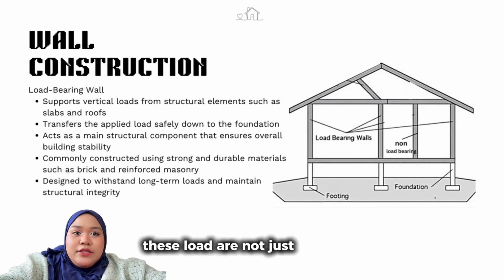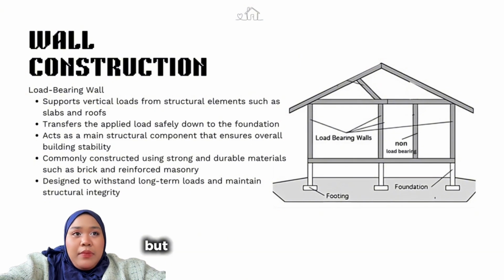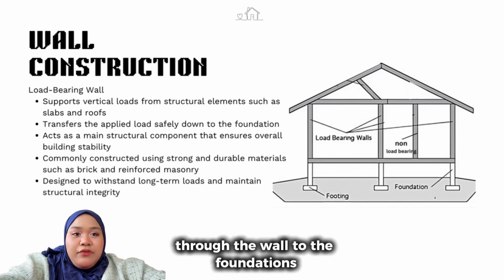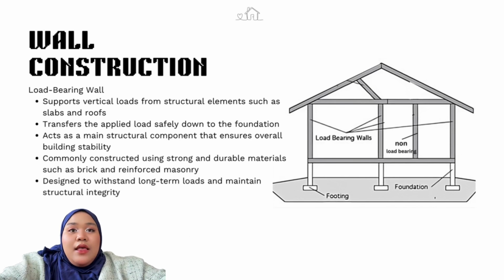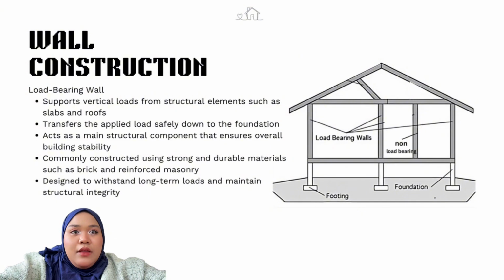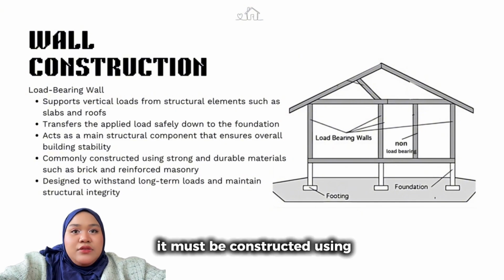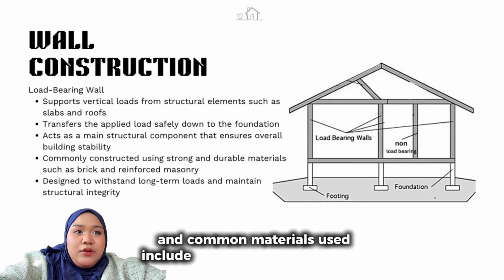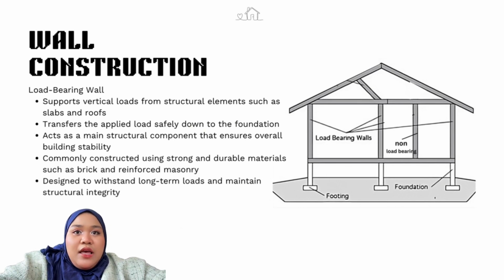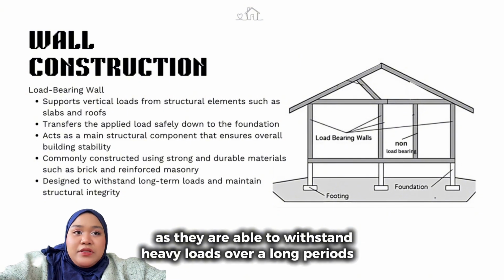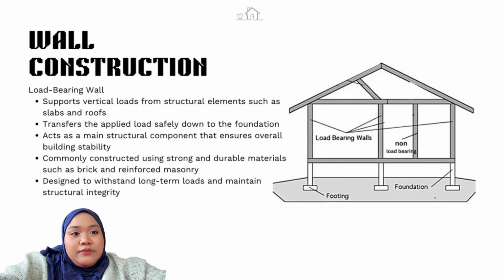These loads are not just carried by the wall itself, but are transferred continuously downwards through the wall to the foundations. This is because the wall plays a major role in supporting the building. It must be constructed using strong and durable materials, and common materials used include brickwork and reinforced masonry, as they are able to withstand heavy loads over a long period of time without failure.